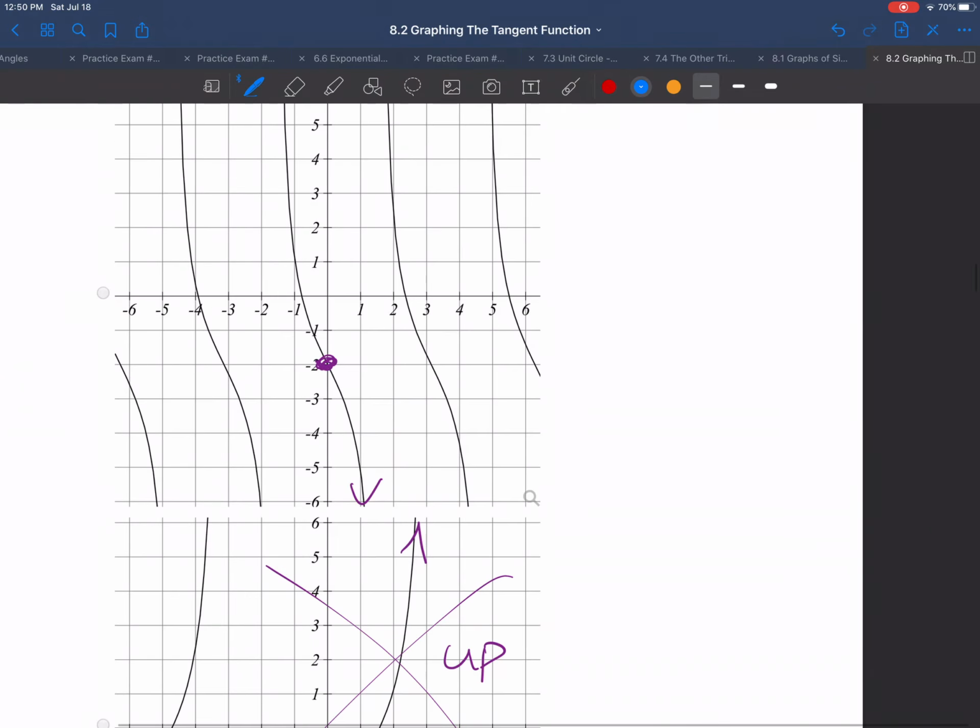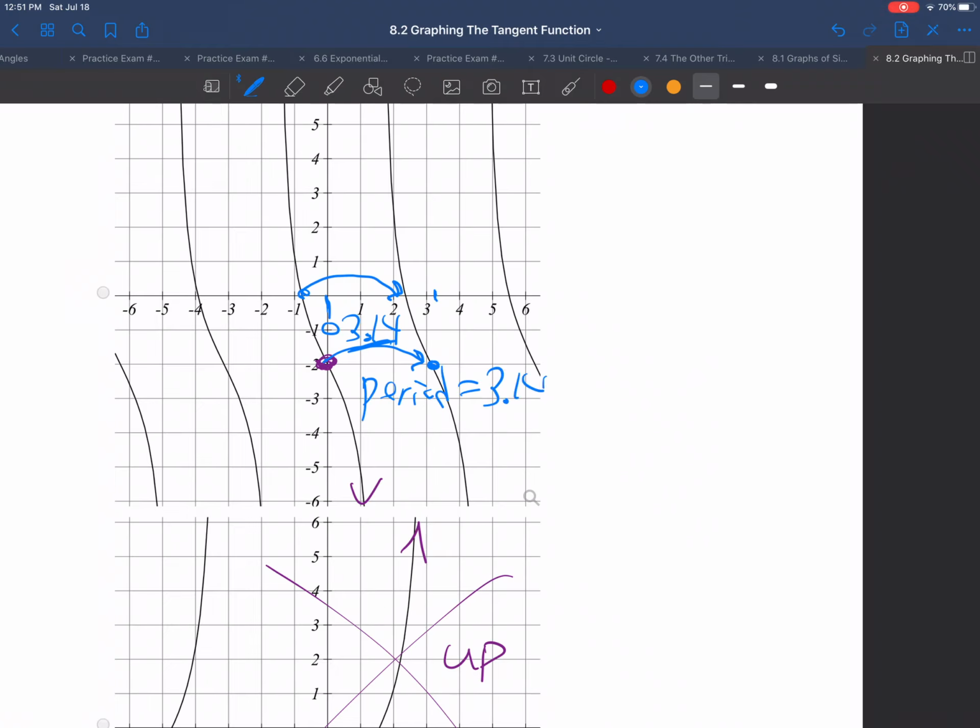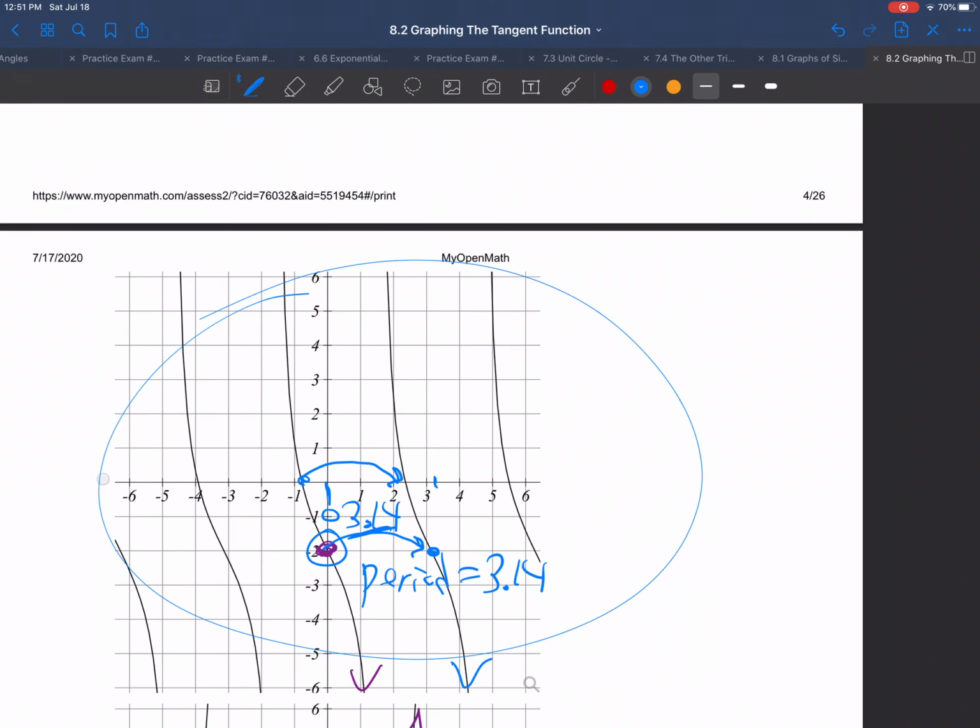Let's look at the other option. From here to there, perfect. See that? So 3.14. And you could go from anywhere. From there to there is 3.14. It's harder to see. It's easier to go from 0 to just past 3. So that's 3.14. That is how far from cycle to cycle. So the period is 3.14. It starts at down 2. The snakes are going down to the right. This is the correct graph of our function.